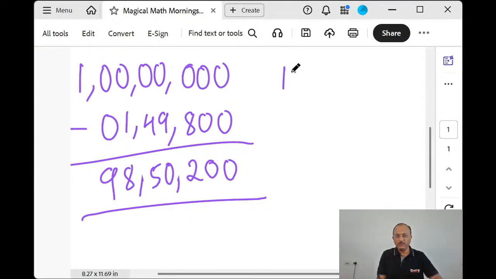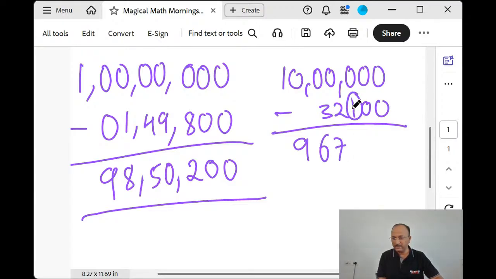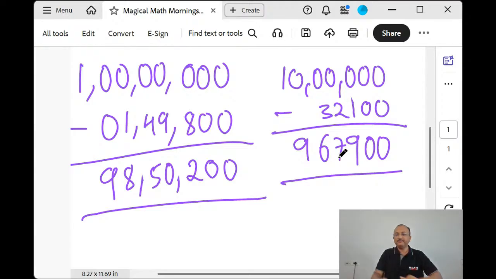So let's take one more. Suppose you have 10 lakh minus 3,200 and 32,100. So what we do here, 9's complement 6, 7. The last non-zero digit is 1, because all other things on the right side are zeros. So I will consider the 10's complement of this, 9. Rest all the things I will write 0. Isn't it easy? I hope you all understood.